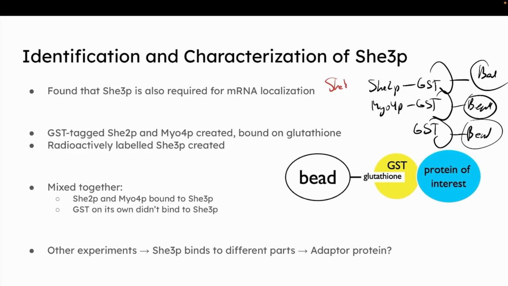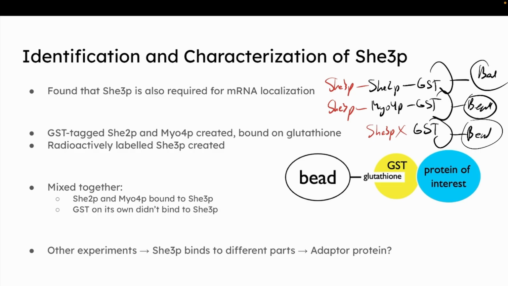This would be SHEP3, and it would bind here. And then we could see it, right? We could see these beads. And so that's exactly what we saw. And what we also saw was that GST on its own, this is our negative control, didn't bind, right? There's no binding here. So this confirms that SHEP3 bound to both SHEP2 and myo4P.